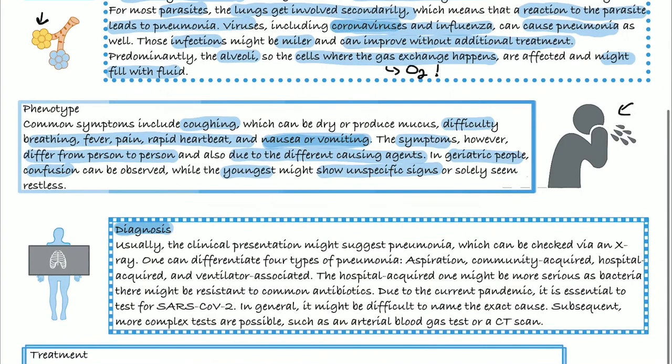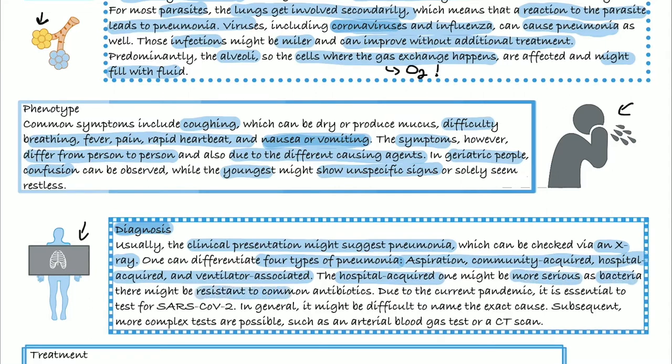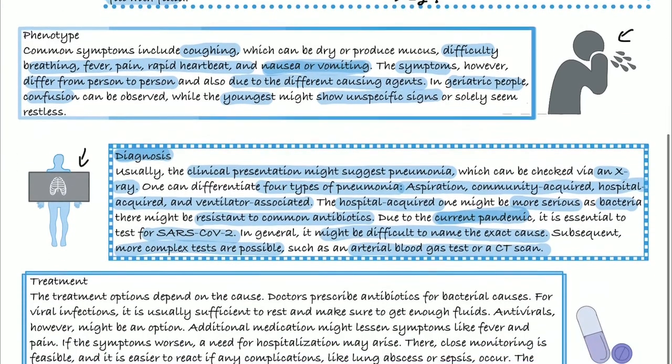I already said it, now let's talk about diagnosis. Usually the clinical presentation might suggest a pneumonia, and this can then be checked via an X-ray, which you see here. There are actually four types of pneumonia: aspiration, community-acquired, hospital-acquired, and ventilator-associated ones. The most serious ones are those that are hospital-acquired, as the bacteria there might be resistant to common antibiotics. Due to the current pandemic, it's essential to test for SARS-CoV-2. Actually, it might be rather difficult to name the exact cause, and subsequent, more complex tests are of course feasible, such as an arterial blood gas test or a CT scan, if the doctor wants more information.